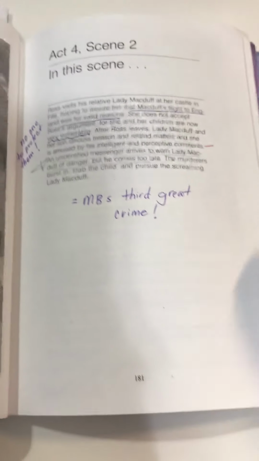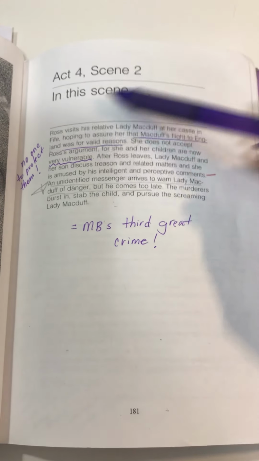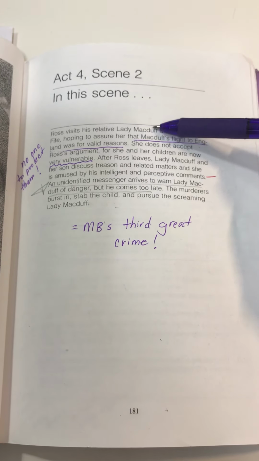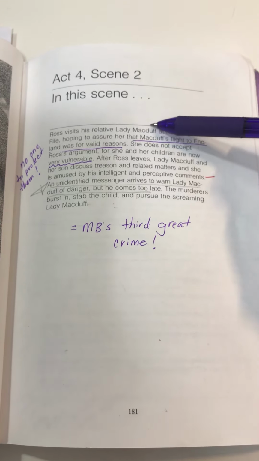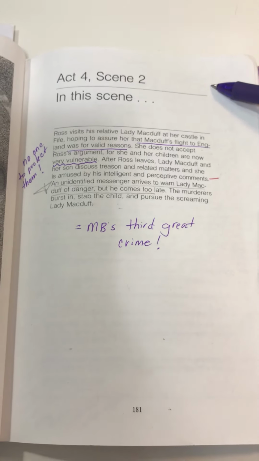What have you done to make him fly? All right. So Act 4, Scene 2. In this scene, Ross, another thane, a nobleman, visits his relative, Lady Macduff. So we know that her husband, Macduff, has already fled to England, right?